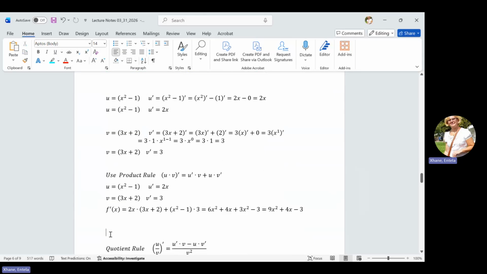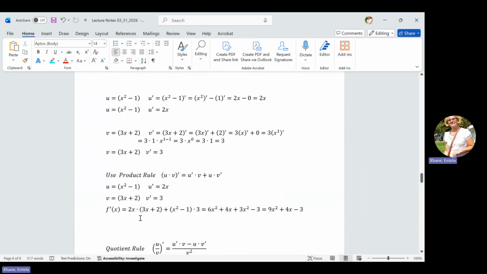So that's going to be 2x, which is u prime, times v, which is 3x plus 2, plus function u, x squared minus 1, times v prime, which is 3. And now the remaining is just doing some algebraic work. Again, your algebraic skills are so important to perform well with the derivatives. In addition to the new rules, without the algebraic skills, this is going to be almost an impossible scenario.